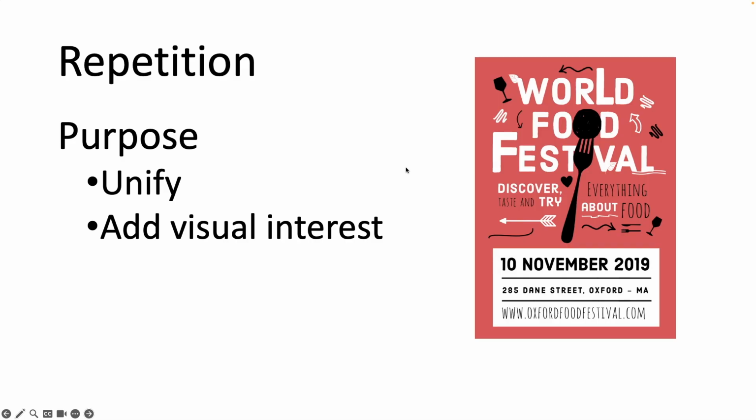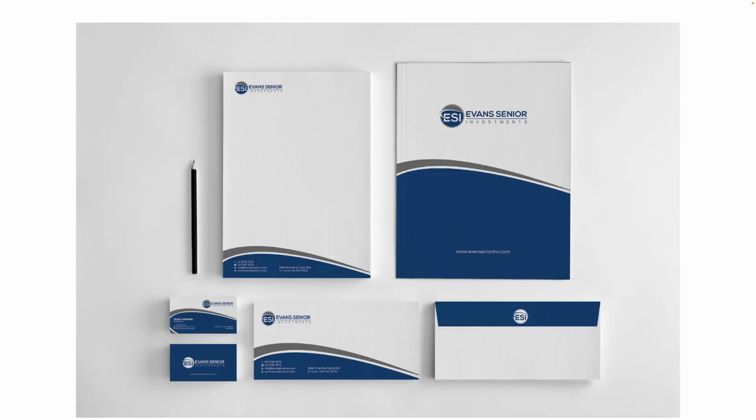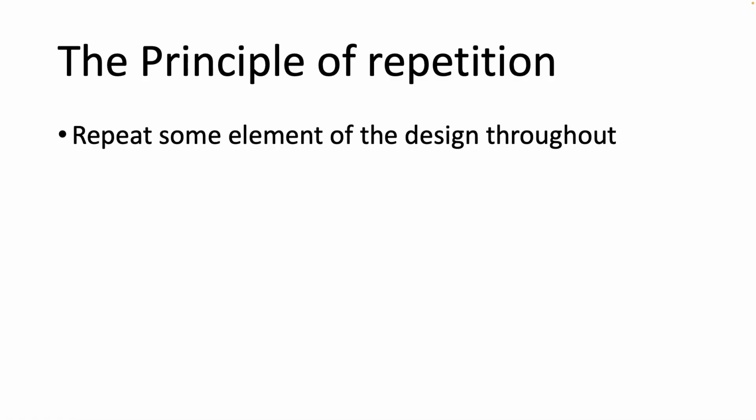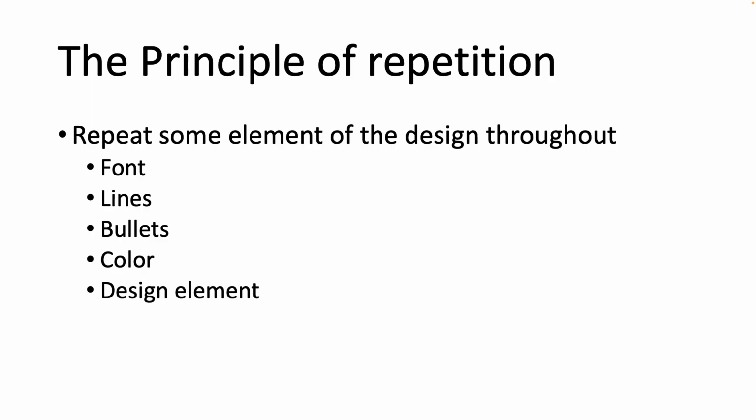It's basically you're putting things in the design that help people understand that all this stuff goes together. It belongs together. You might see it in like an office or a company portfolio of items that are all going to look like they go together. That's what repetition is. You want to repeat some element of the design throughout. So that might be the font. Obviously, if we're creating anything with any amount of text, there's going to be some repetition of font. Lines, use of lines and graphic elements, bullets, color, and design elements. So you're going to repeat some aspect of those probably in any design throughout.